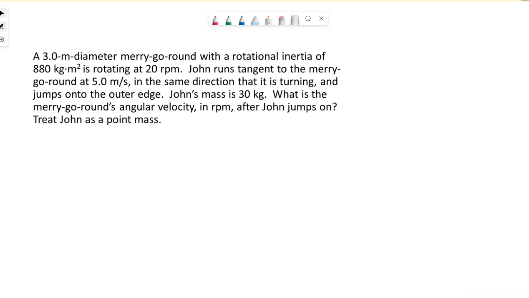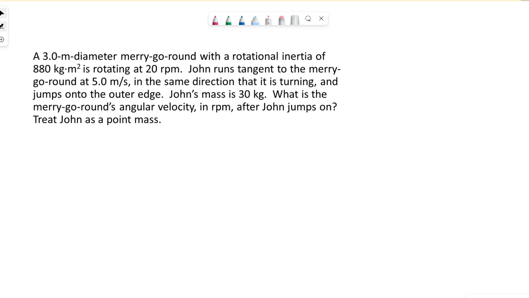All right, one more example here. We have a merry-go-round again. It has a rotational inertia of 880 kilogram meters squared. It is rotating at 20 RPM. John runs tangent to the merry-go-round at 5 meters per second in the same direction that it is turning and jumps onto the outer edge. John's mass is 30 kilograms. What is the merry-go-round's angular velocity in RPM after John jumps on? Treat John as a point mass.